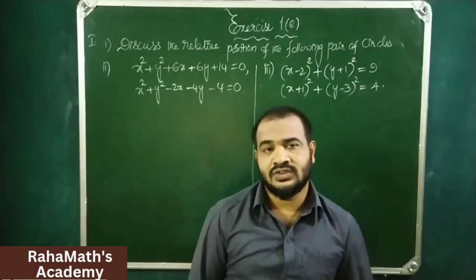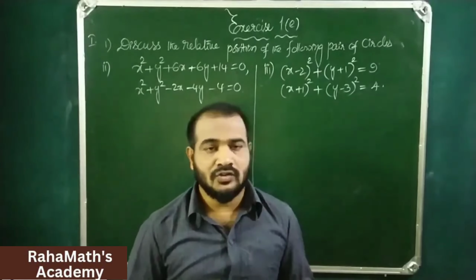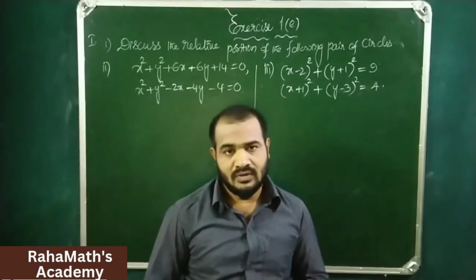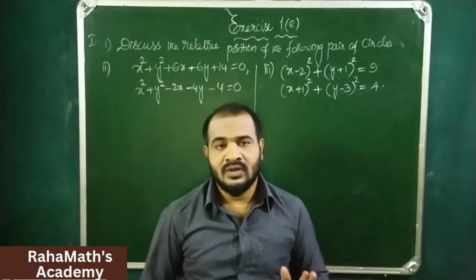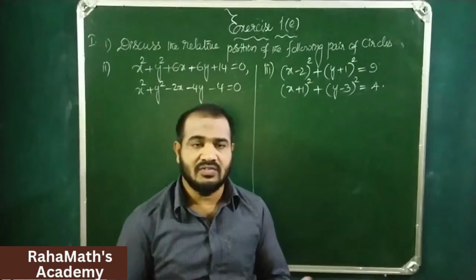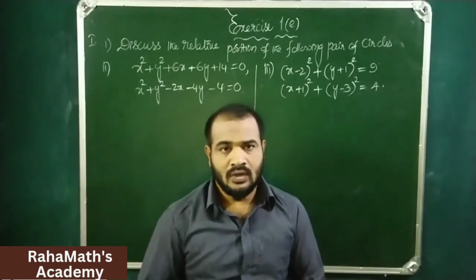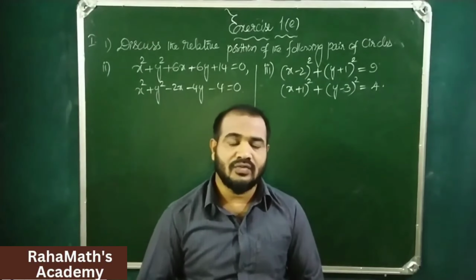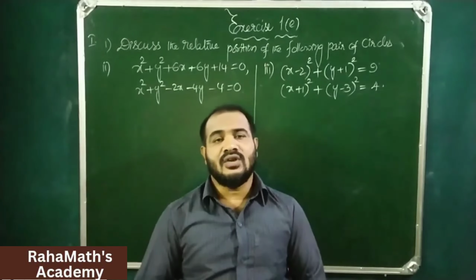So to discuss these conditions, the first thing we need to do is find the centers C1 and C2, and the radii R1 and R2. How do we find C1C2? We have two points, (x1, y1) and (x2, y2). C1C2 is obtained through the distance formula: square root of (x2 minus x1) whole square plus (y2 minus y1) whole square. And then R1 and R2.